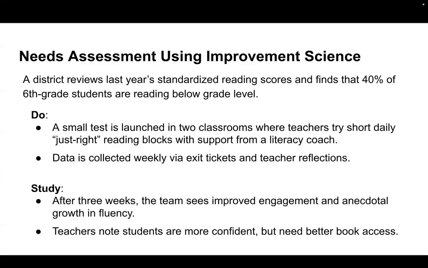Now we're going to do. So we're going to do a quick test in 2 classrooms where teachers try short daily just right reading blocks. So we're going to help you with this tier 2 approach. We're going to start with these real quick things to be able to see what actually happens. They collect data weekly with exit tickets. Exit tickets are a thing as people are leaving. You do a quick jot down of what they got going on, and you analyze those data to see what's happening.